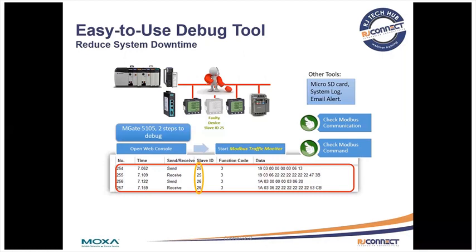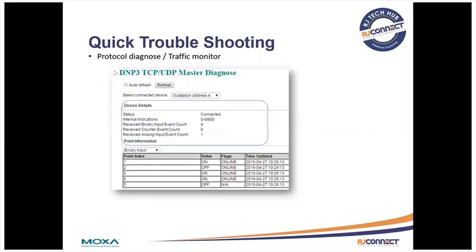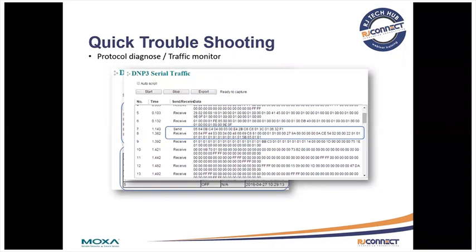Other tools that are useful are things such as the SD card, the system log, and email alerts as well. With our quick troubleshooting, we can also use a quick overview of our protocol diagnosis or traffic monitoring. We can look at our protocol diagnosis to see if we've initiated communication with our systems, with our DNP3 master in this case. And we can use the DNP3 serial traffic monitoring to monitor whether we are sending our DNP3 requests and if we are receiving responses to those requests.